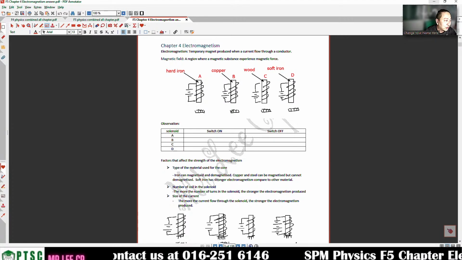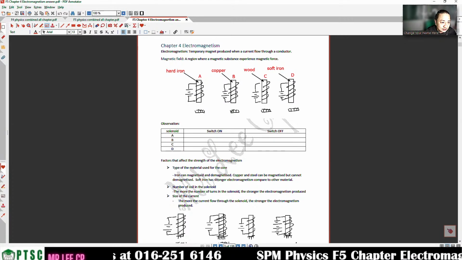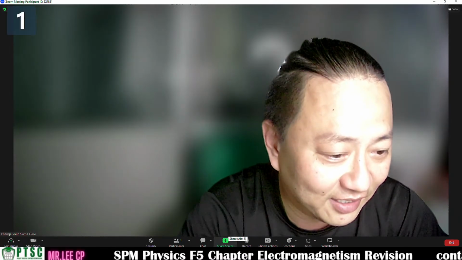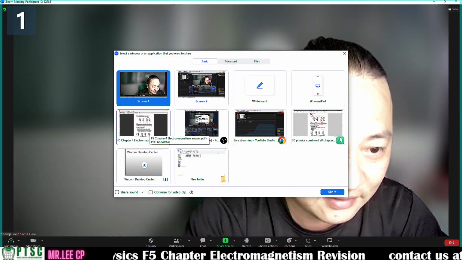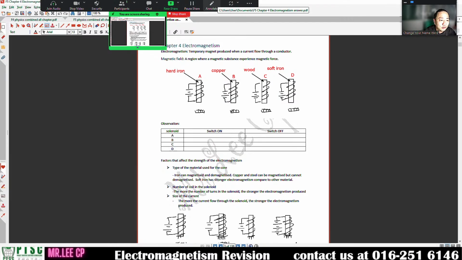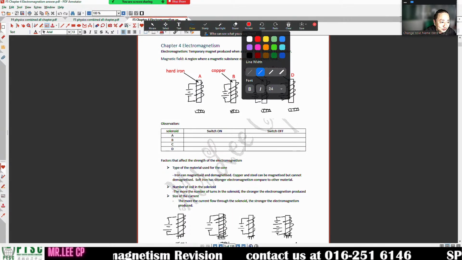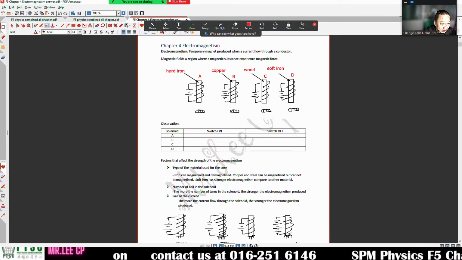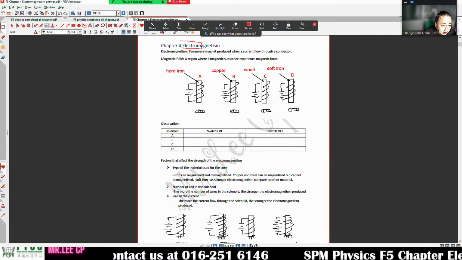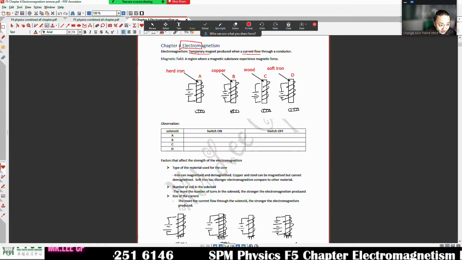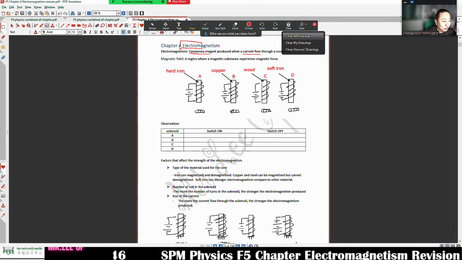First of all, what we need to do is electromagnetism. It comes from the words electro and magnet. Electromagnet is a temporary magnet produced when current flows through a conductor. Electro is current: electrons flow, then you get current, and when current flows, you get a magnet. It is a temporary magnet, so it will not last long. When there is no current, there is no magnet.